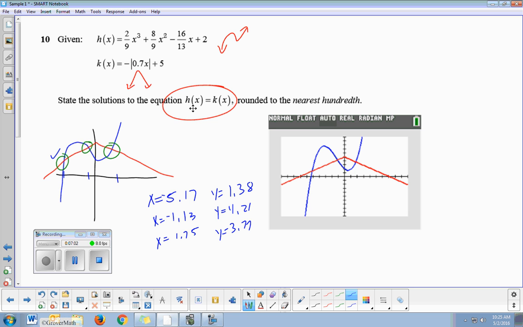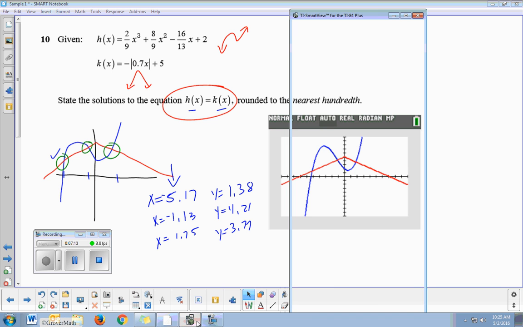And solve the equation h of x equals k of x. I think they really want these x values more than they want the y values, but might as well list them all there. But that's basically it. So it's not a difficult question because the calculator is going to do it for us. And this is a useful tool to know how to do that.